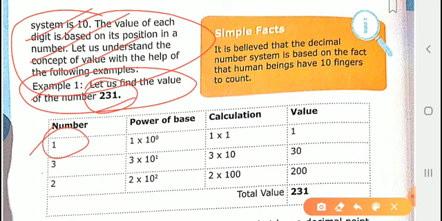Then the checkpoint is given. What is in the checkpoint? A number system is a mathematical way to write numbers. The decimal number system consists of 0 to 9, and the binary number system has only two digits, 0 and 1. These are the important points you have to understand in this chapter.